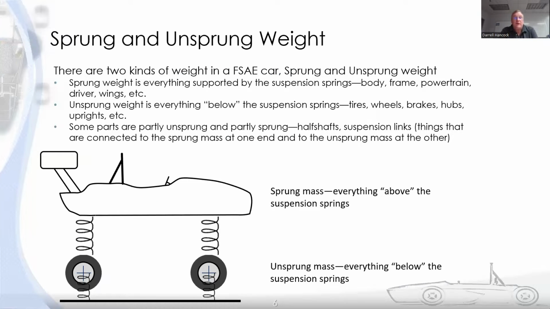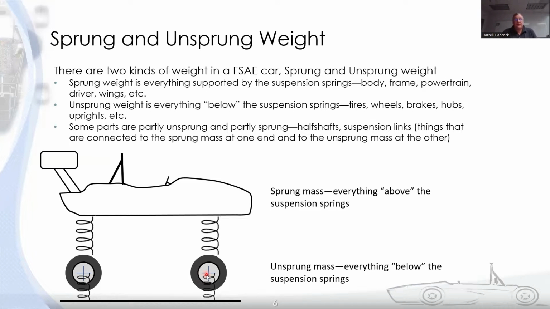Okay, so there's two types of weight in your car. There is the sprung weight, which is everything above the suspension, everything up here, the body, the chassis, the driver, the powertrain, the aero, everything that's on top of the springs, basically. And then there is unsprung weight, everything that's beneath the springs. So the wheels, the tires, the brake calipers, knuckles, uprights, whatever parts are down there on your vehicle. Could be the motors if you have in-wheel motors on an electric car.